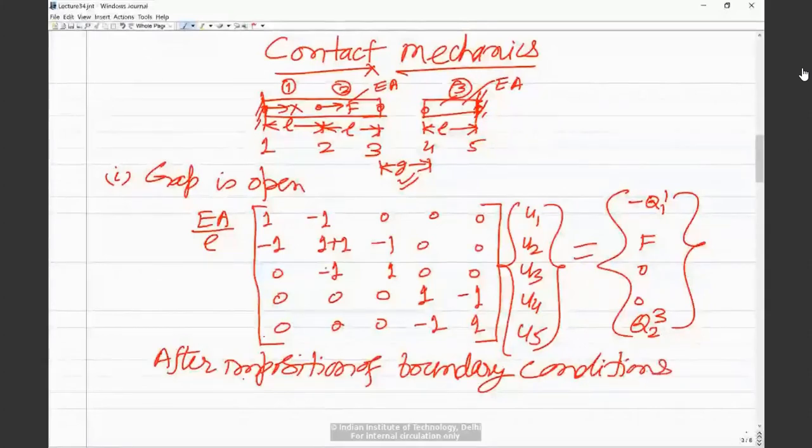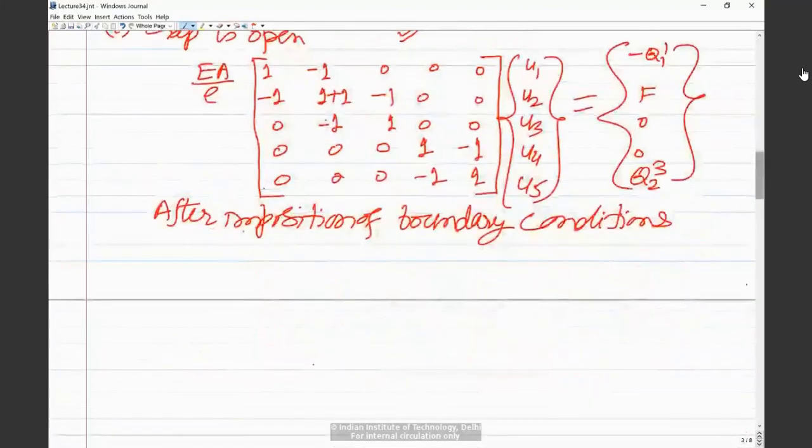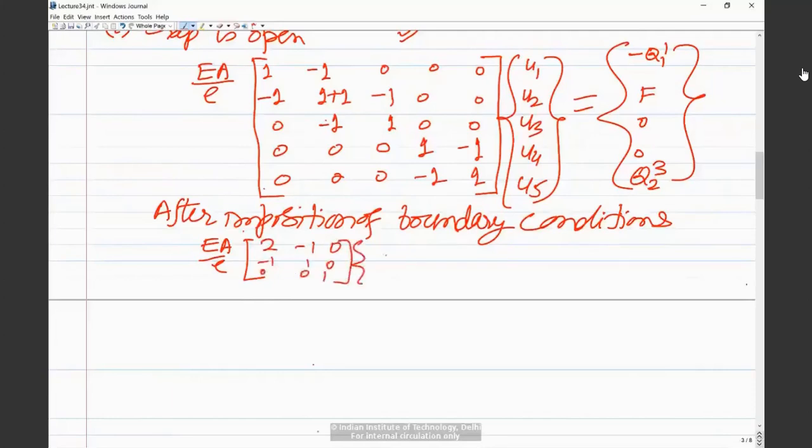Yes, okay. So after imposing the boundary conditions, u1 equal to 0 and u5 equal to 0, because those are the fixed nodes, the final equation would be EA by L. We eliminate the first and last rows, so we get 2, -1, 0; -1, 1, 0; and 0, 0, 1. We eliminate the first and last rows because they correspond to u1 equal to 0 and u5 equal to 0. So we will have u2, u3 and u4, and this will be equal to F, 0, 0.